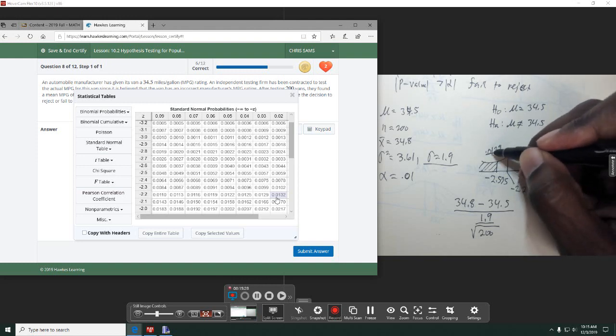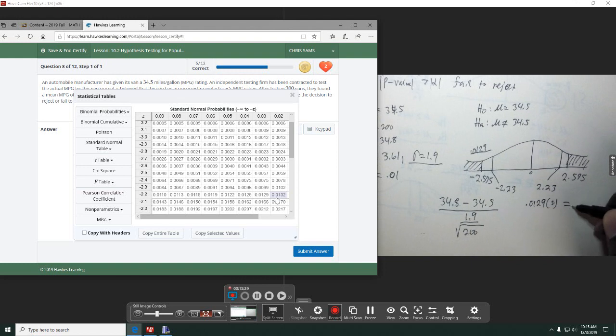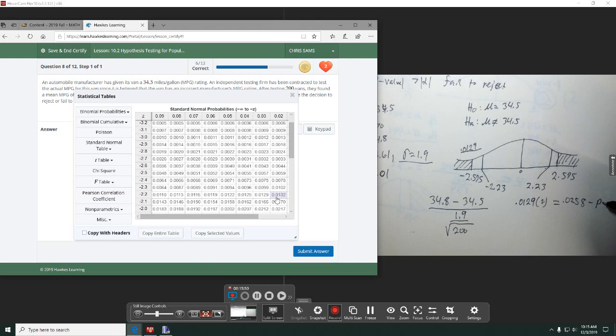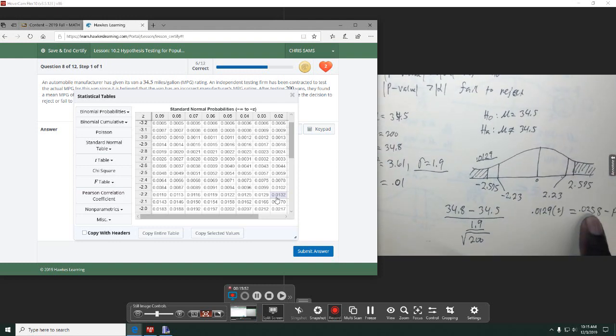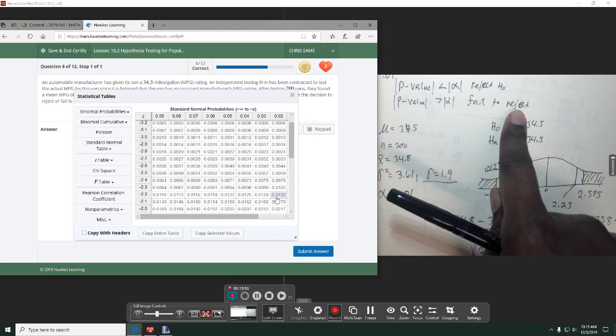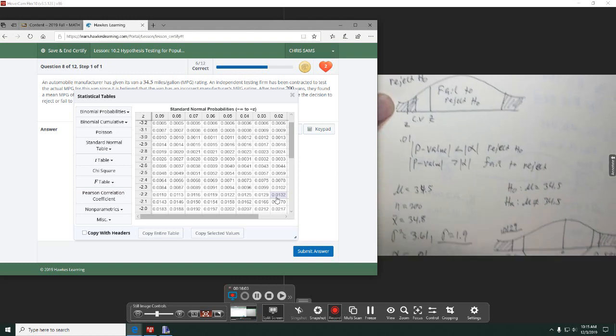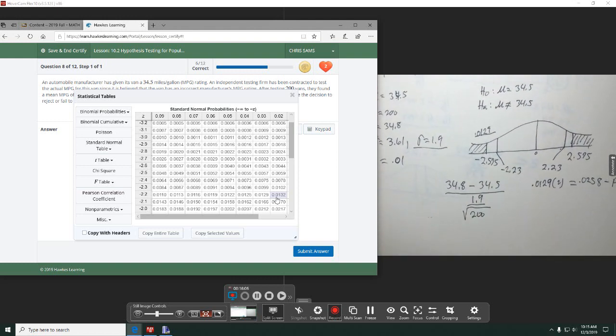You can already see that this 1% is bigger than 0.5%. And when you double it, you have 0.0258. So this will be the p-value. You can see that the p-value is greater than alpha. So we would fail to reject. Same thing that this line is not in the rejection region, we fail to reject. They both do the same thing, they just kind of look at it in different ways.